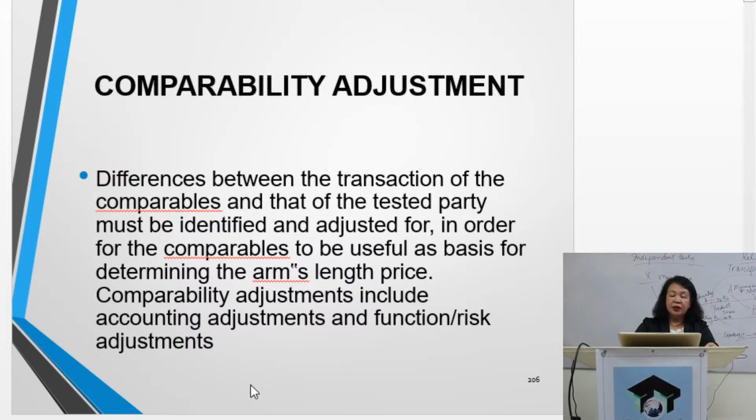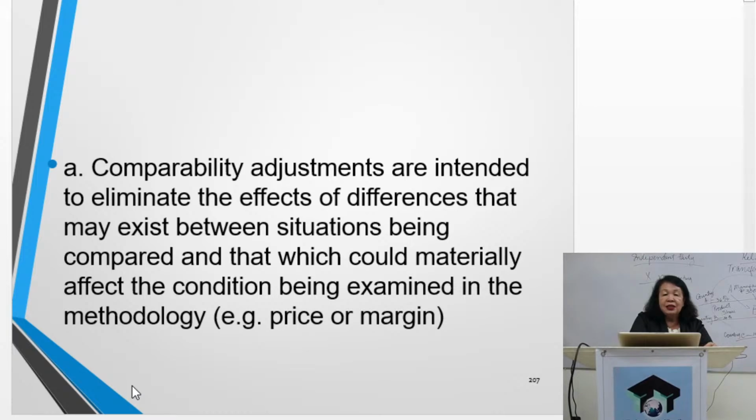Okay. So, comparability adjustments are intended to eliminate effects of differences that may exist between situation being compared and that which could materially affect the condition being examined in the methodology. So, ang comparability adjustment po, ang purpose dito is to make the transactions similar. Kaya ini-eliminate niya yung mga factors that makes the two transactions different. Kasi ang purpose natin dito, magko-compare tayo at ang effect na yan sa comparison, dapat pareho sila. So, i-eliminate natin by way of adjustment yung hindi sila magkapareho.